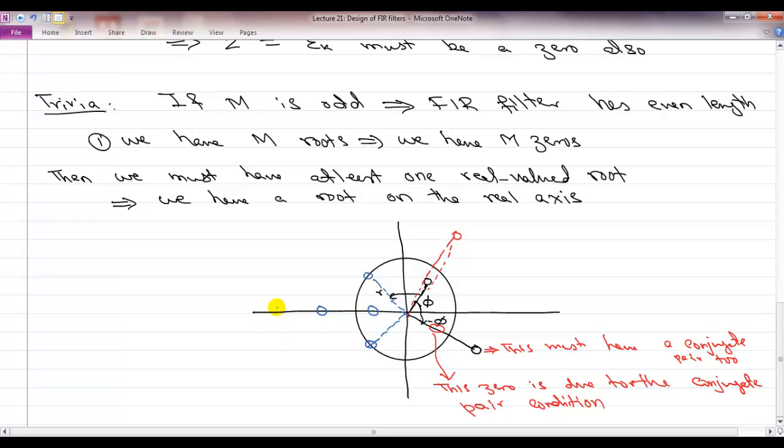So if I give you a 0 on the unit circle or on the real axis, knowing the location of 1 0 gives you information about one other 0. If I give you a 0 at any other location in the z plane, then knowing 1 0 gives you information about 3 other zeros. And if you satisfy this condition, then you are guaranteed that you have number 1, an FIR filter with real coefficients, and number 2, the FIR filter is linear phase.